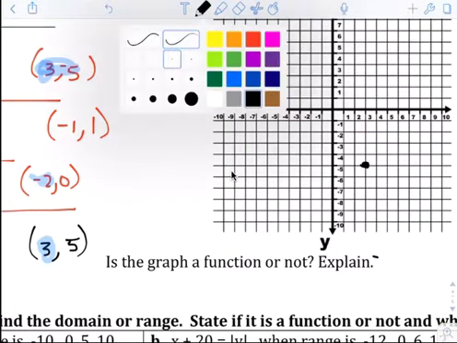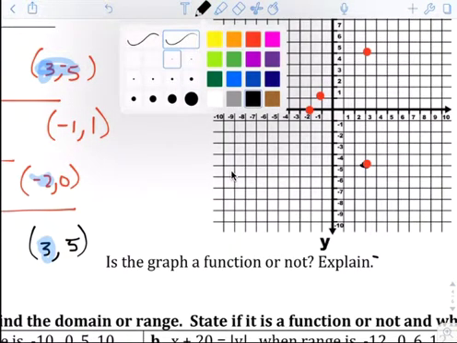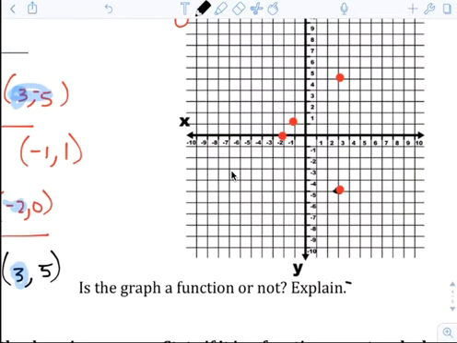Let's do this in red. And negative 1, 1. Negative 2, 0. 3, 5. Connect the dots. It should be a V, a sideways V.